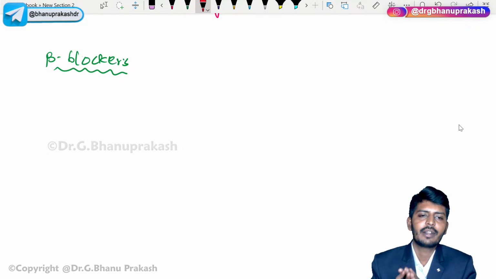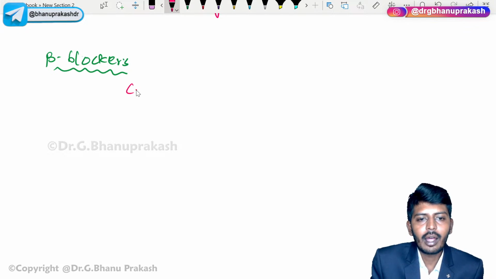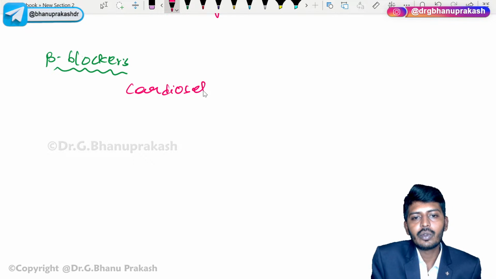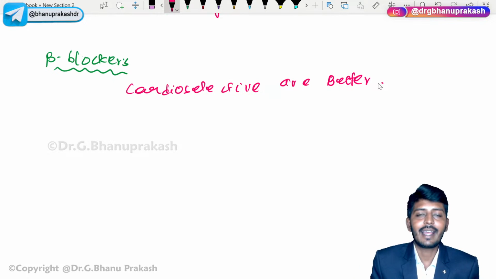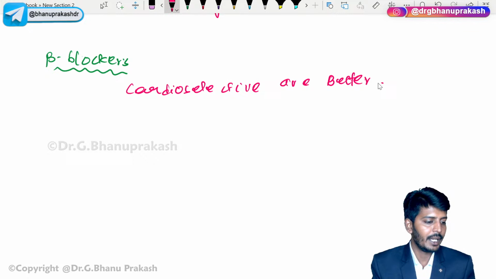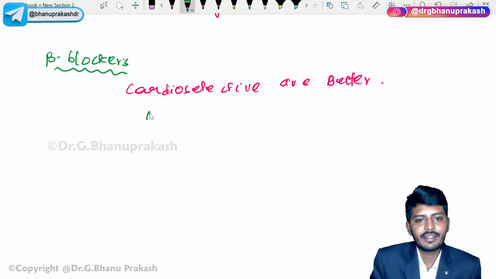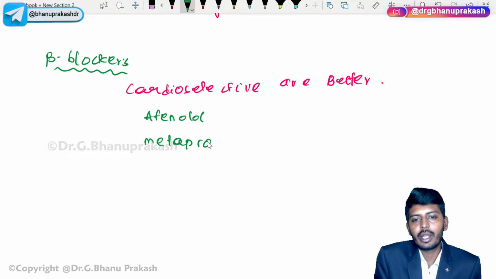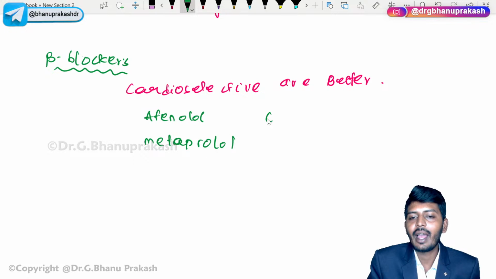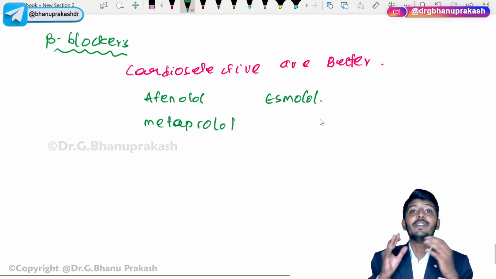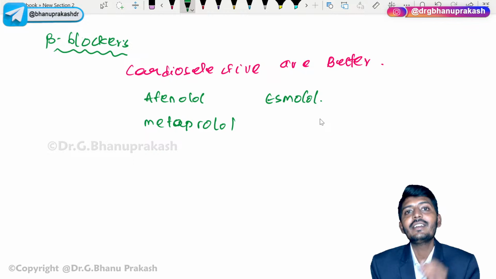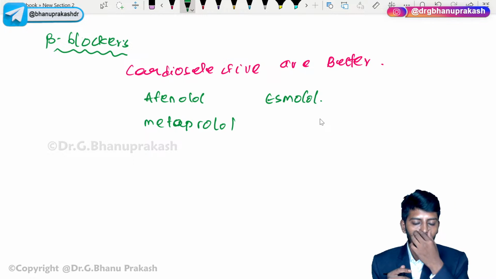When we are speaking of beta blockers, cardio-selective beta blockers are better used. Why are cardio-selective ones better? Because we will not have side effects due to the blockage of beta 2 receptors. So cardio-selective beta blockers such as atenolol, metoprolol, for example esmolol. Now, sir, how to remember which is a cardio-selective beta blocker and which is a non-selective, beta 1 and beta 2 blocking beta blocker?